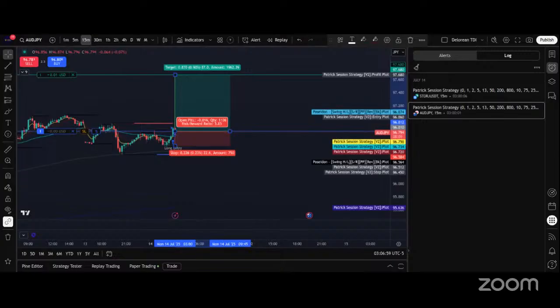This time is going to be AUD JPY. This is the Australian dollar versus the Japanese yen. On a 15-minute confirmation, market execution buy with a 3.85 risk to reward ratio. Take profit is 97.680. That's going to be for 87 pips. Stop loss is going to be 96.584. That's going to be for 23 pips. Entry price is going to be 96.810.